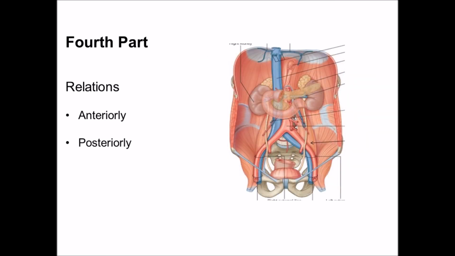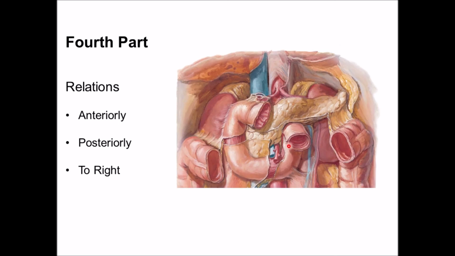Posteriorly, the fourth part is related to the left crus of the diaphragm, left psoas major muscle, left sympathetic trunk, left renal vessels, left gonadal vessels and inferior mesenteric vein, which is not visible here. On the right side, the fourth part of the duodenum is related to the uncinate process. On the left side, it is related to the left kidney and ureter. Superiorly, the fourth part is related to the body of the pancreas.